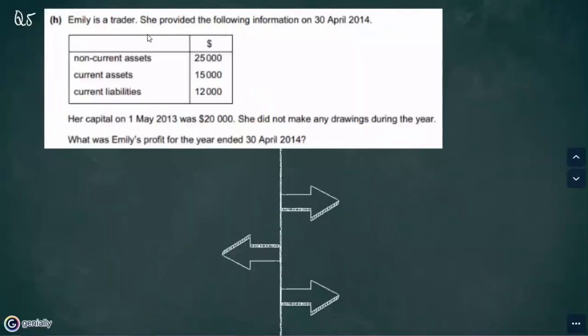Now, Emily is a trader. She provided the following information: non-current asset, current asset, current liabilities. Her capital was 20,000. She did not make any drawings, so drawings is 0. They want to know profit. So basically using the equation. What is the equation we have? We have the equation asset equals liability plus owner's equity, right? So we go back and try to use this.